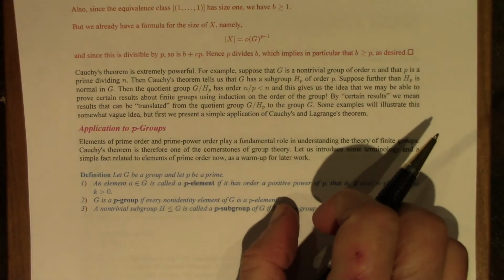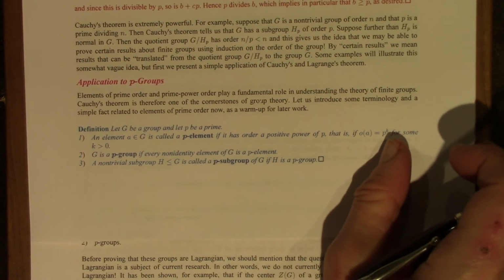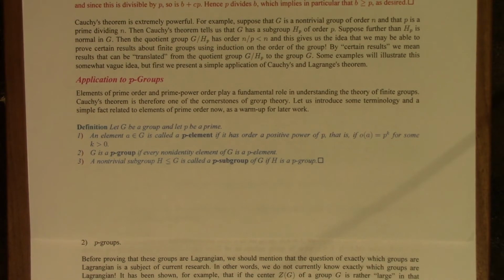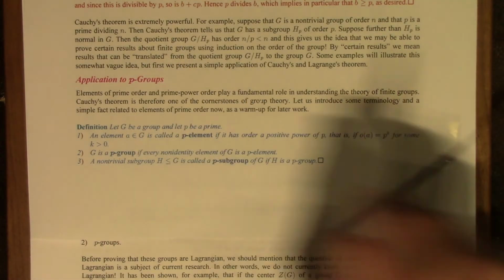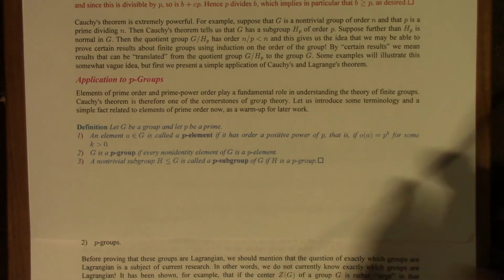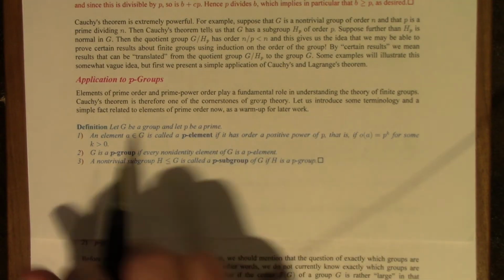Okay. First thing, however, is I want to discuss P groups, because those will be extremely important both to us now and for a good portion of the rest of the course. Elements of prime order and prime power order do play a fundamental role in understanding the structure of finite groups. And that's, in fact, a main reason why Cauchy's theorem is such a cornerstone theorem, so important. So here's some terminology related to these ideas.